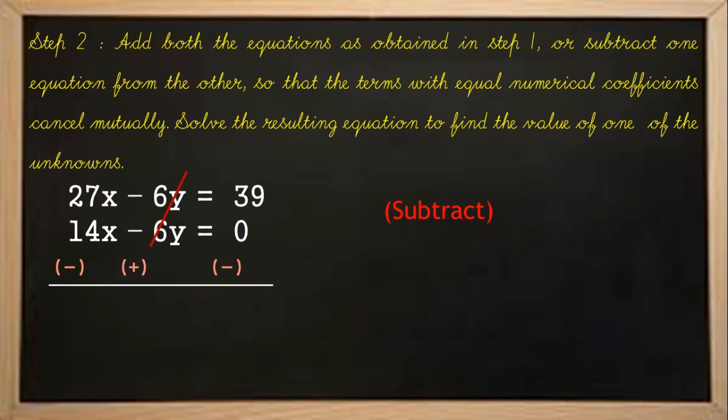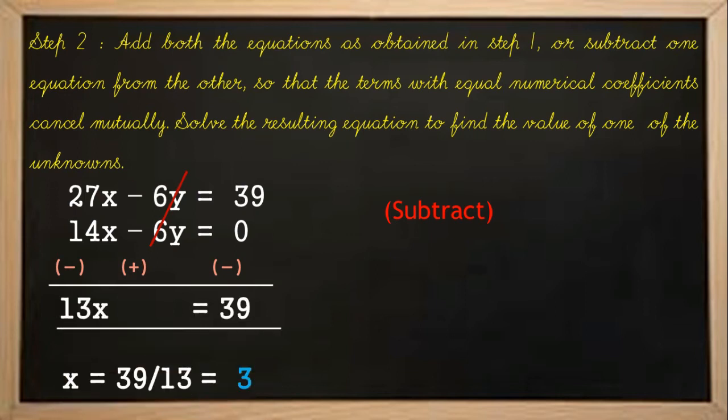Now we need to solve the resulting equation. What will we get? 27x minus 14x is 13x. 39 minus 0 is 39. So the value of x is 39 by 13, which is equal to 3.